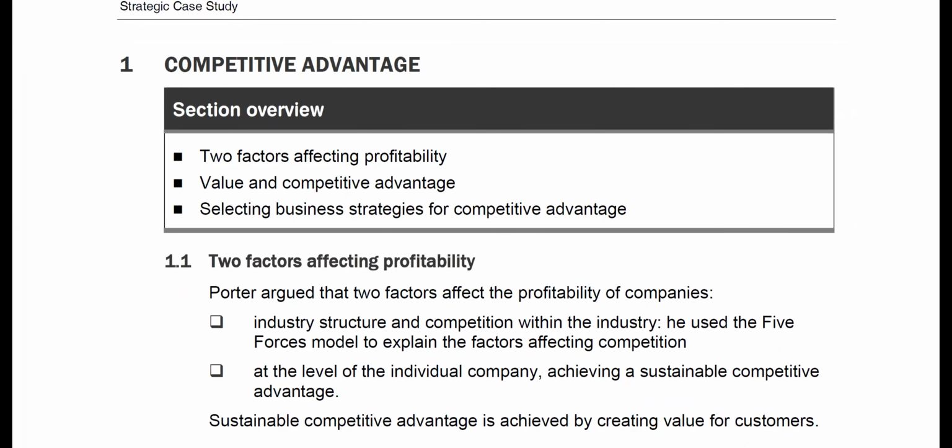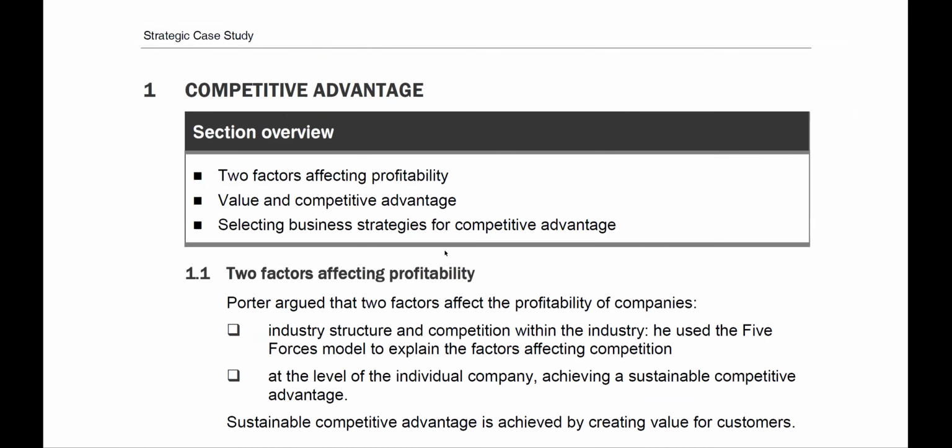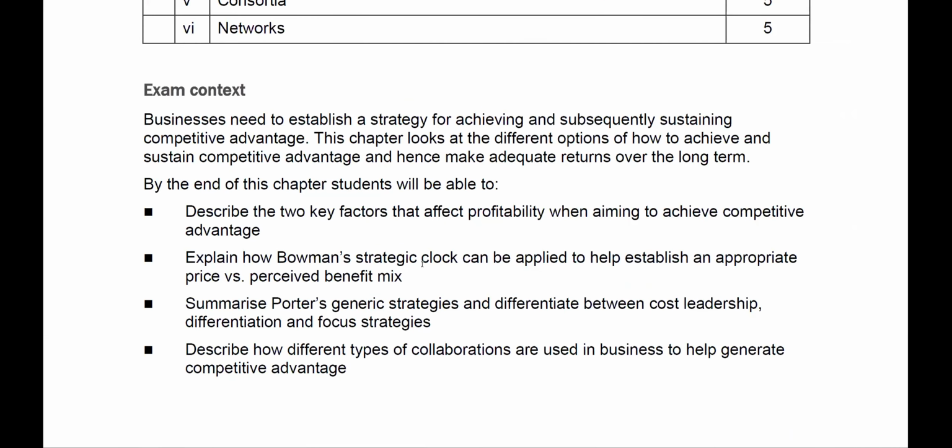So the issue here is about competitive advantage. Now, before we start competitive advantage, I've always been telling you that when it comes to the ICA textbook, always look at the exam context. It is the exam context that ICA sets their questions from. So all this exam context that you see are all mechanisms for setting your exam questions. Are we okay?